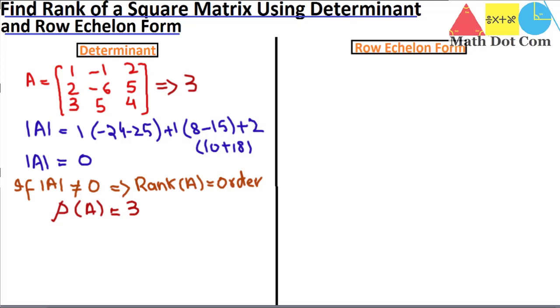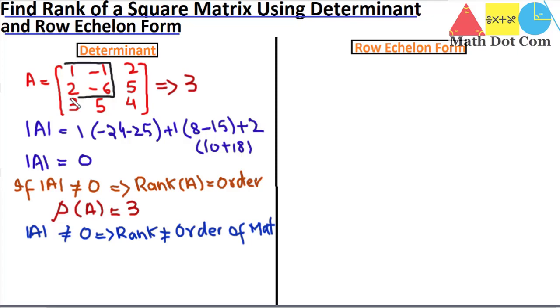But in case you come across a situation where the determinant of A is equal to 0, in that case the rank will not be equal to the order of the matrix. What you have to do then is take any minor, or you can say a 2 into 2 submatrix from the given matrix. For example, you can take these 4 to find the determinant, or any 2 into 2 submatrix, and find the determinant. Check whether the determinant is equal to 0 or not.